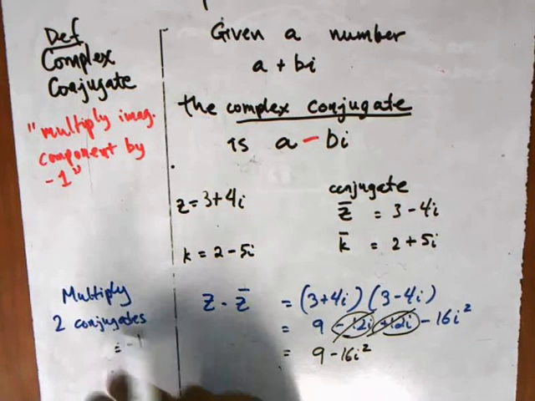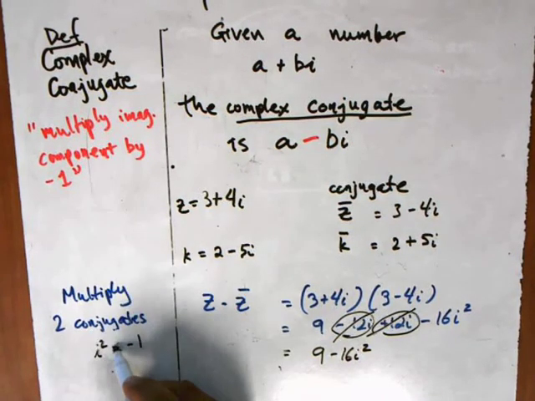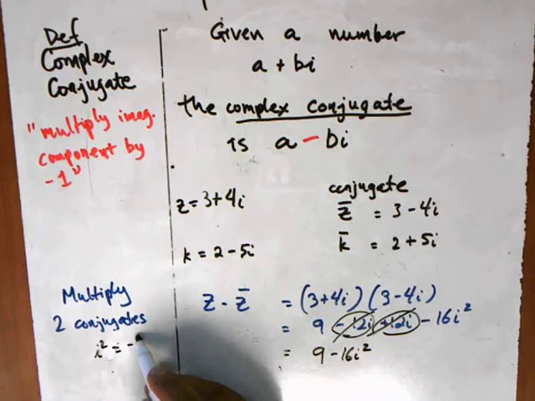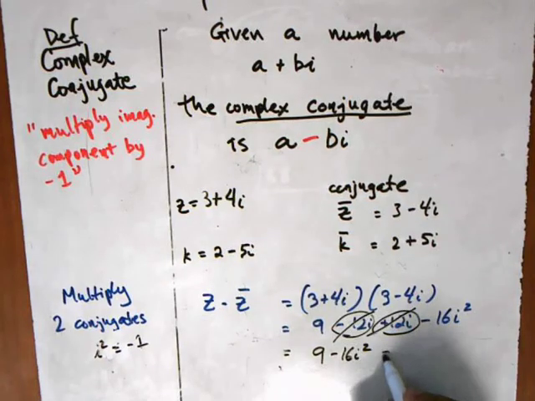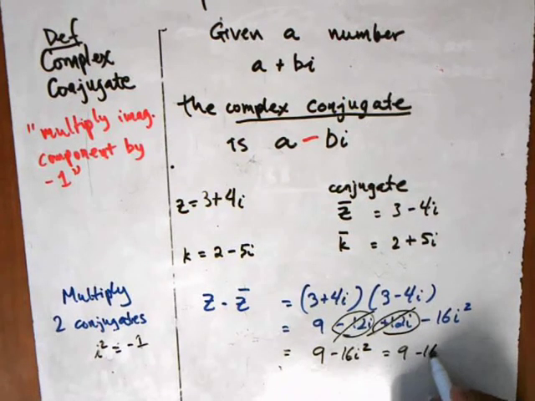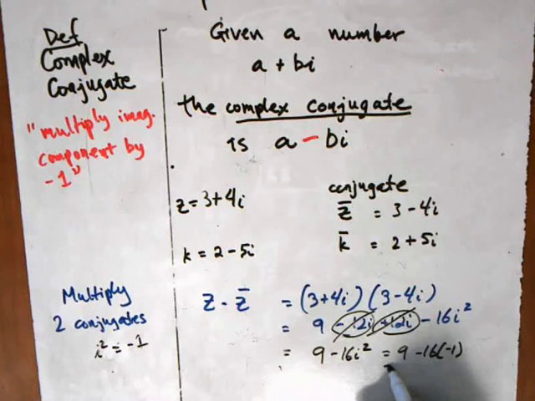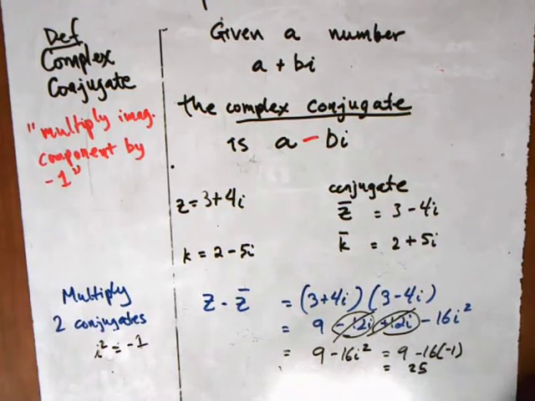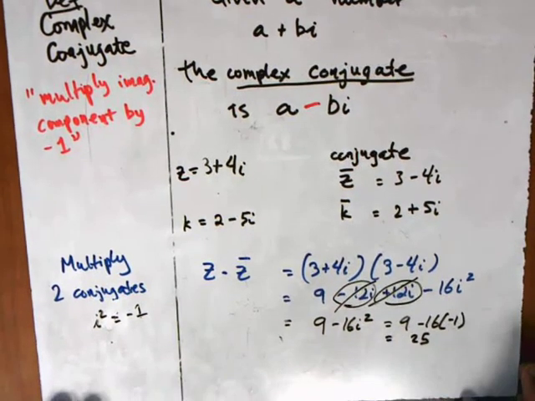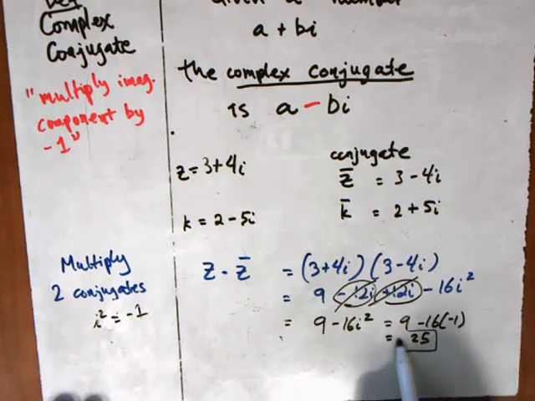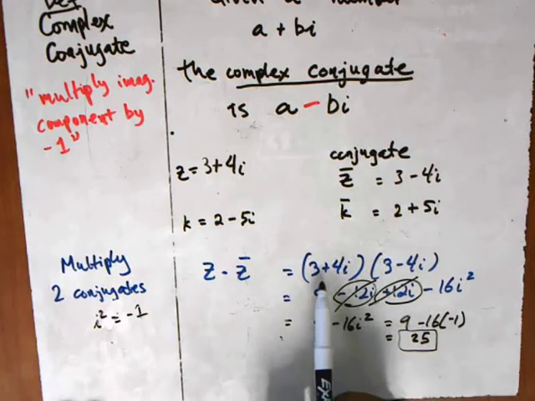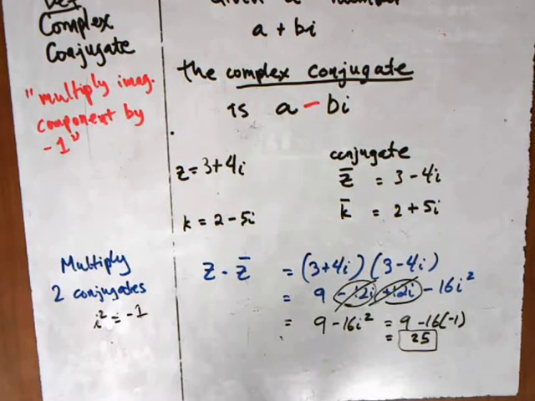Okay, let me write this a little neater here. i squared is equal to -1. So this is just 9 minus 16 times -1, which is just 25. Okay. So this is a little bit interesting here, that you have two complex numbers, multiply them together, they just happen to be complex conjugates, and when you're done, you get rid of the imaginary part altogether, and you end up with only the real part.